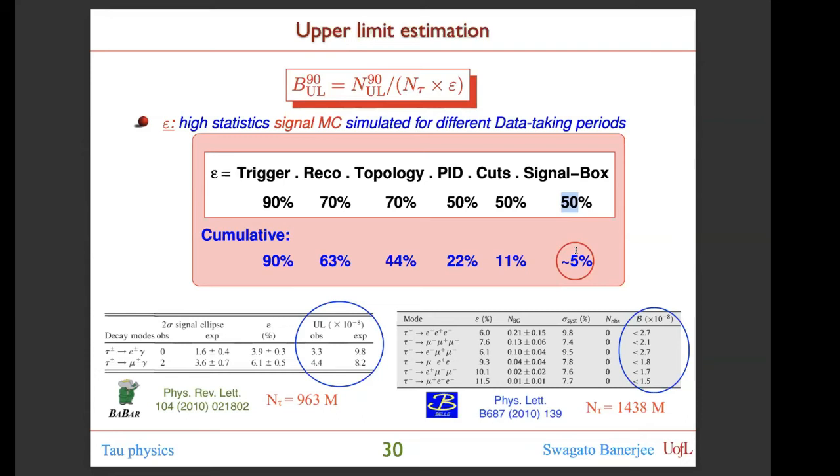Here is the summary shown for the BaBar search for tau to e gamma and mu gamma, and the Belle search on tau to 3 leptons. Upper limits of the order of 10 to the power minus 8 are obtained in these searches. And the biggest scale factor is coming from the number of taus that goes into the denominator of this calculation that sets the scale. In the Belle case, we used 1438 million events, and in the BaBar case, about 1,000 million events. So this is how we obtain an upper limit of the order of 10 to the power minus 8.